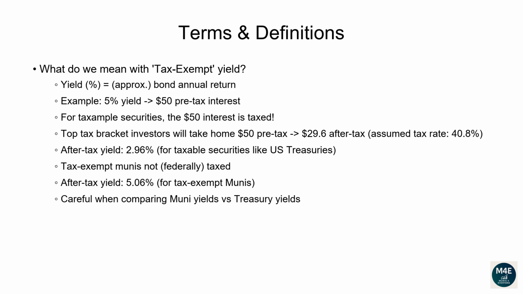If you're in the highest tax bracket, currently 40.8%, your after-tax interest actually received would be $50 times 1 minus 40.8%, and that's equal to $29.60. This means your true after-tax yield is 2.96%, not 5%. On the other hand, most, but not all, municipal bonds, aka Munis, are usually tax-exempt at the federal level. That means the full 5% yield from a Muni bond stays in your pocket, no federal tax is taken out. This is very important to keep in mind when comparing municipal bonds that offer a tax-exempt yield versus the yield of taxable securities, like US Treasuries and corporate bonds.